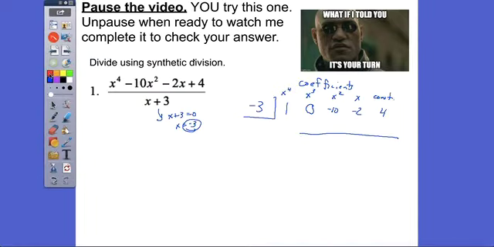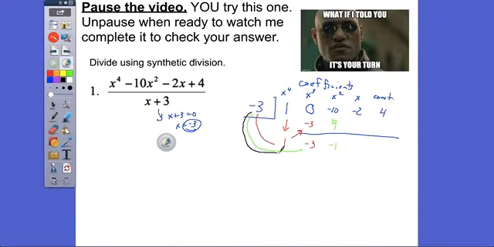So we start by bringing down this 1, multiplying 1 times negative 3, or negative 3 times 1, and getting negative 3. Add these two together. 0 plus negative 3 is negative 3. Do the same thing again. Negative 3 times negative 3 is 9. Add these two together. Negative 10 plus 9 is negative 1.